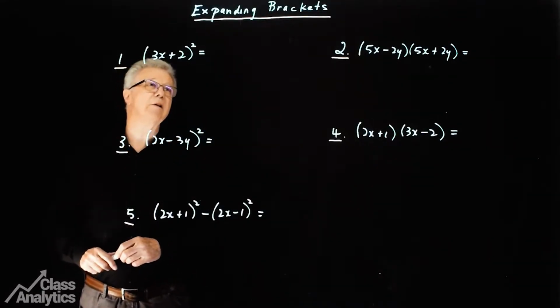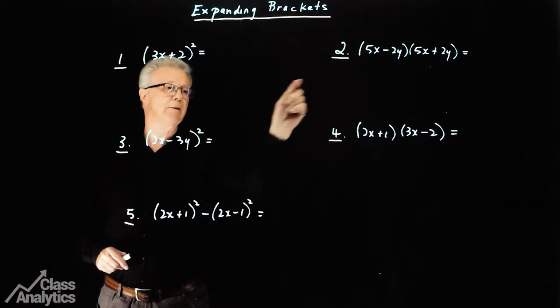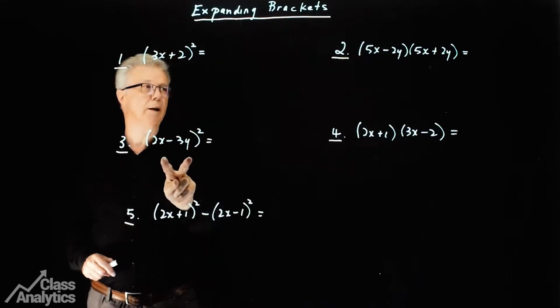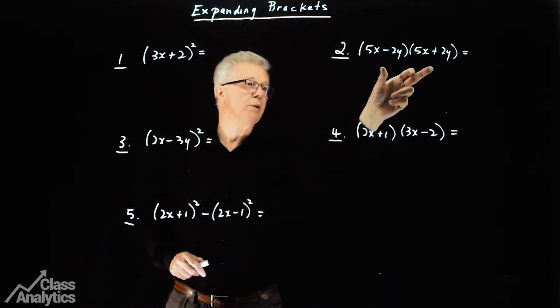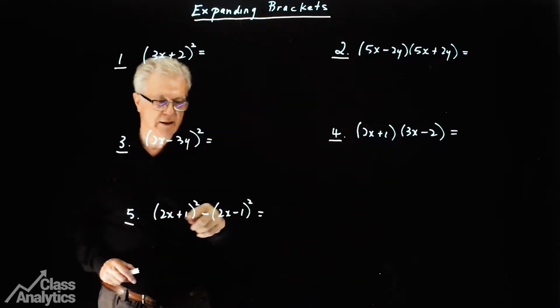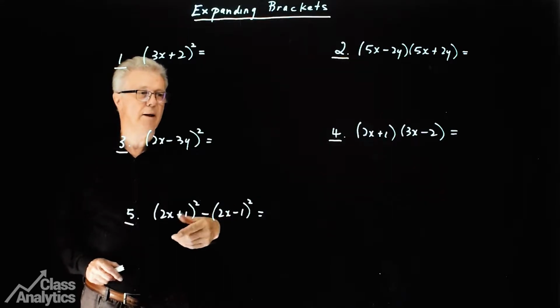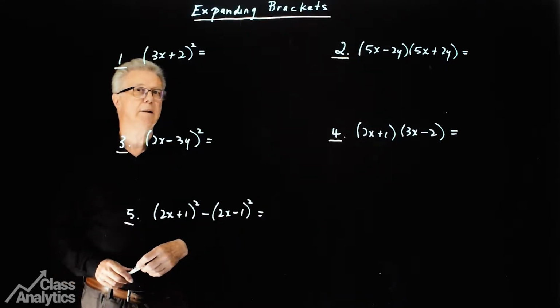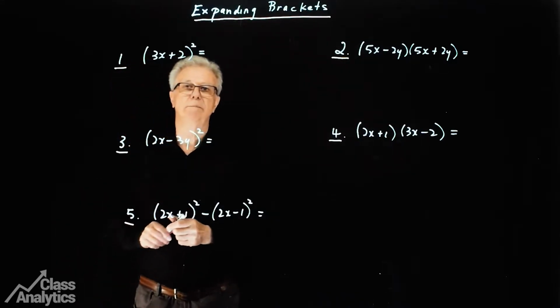Alright, in this next video we're going to expand the brackets of these 5 questions. This is a perfect square, so is this one. This one's a difference of two squares method. This is what we call the FOIL technique, and this is a little bit more challenging for you. You can stop the video and just have a go at these 5 if you like. Alright, now let's start with the first one.